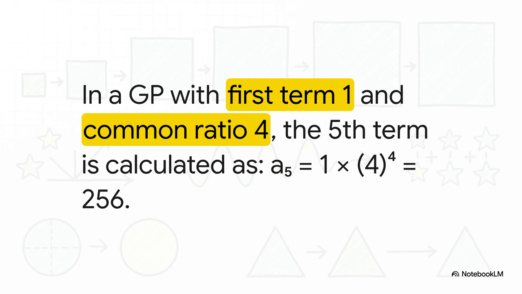For a sequence like 2, 4, 8, 16, our first term, A, is 2. The common ratio R is just 4 divided by 2, which is 2. So to find the 10th term, we just plug it all in. T10 equals 2 times 2 to the power of, and be careful here, 10 minus 1, so 2 to the power of 9. That gives us 1,024. See, no need to write out 10 terms. The formula did it all.